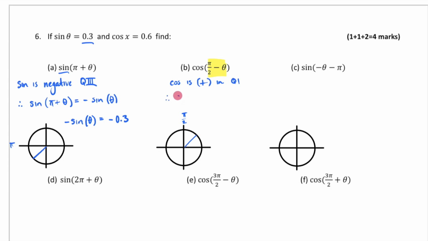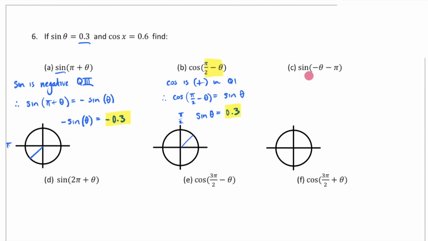Therefore, cos of pi over 2 minus theta, well, because cos is positive in my first quadrant, I can say that it's going to be positive sine of theta. Now, I know what sine of theta is. Sine of theta is 0.3. So my answer is going to be 0.3. So that is my answer to the second one.